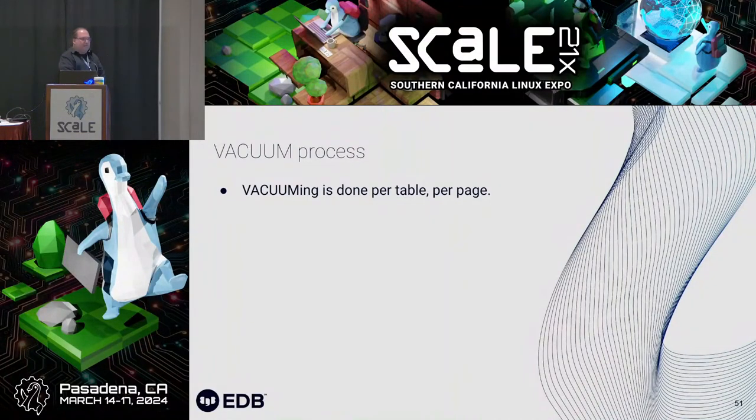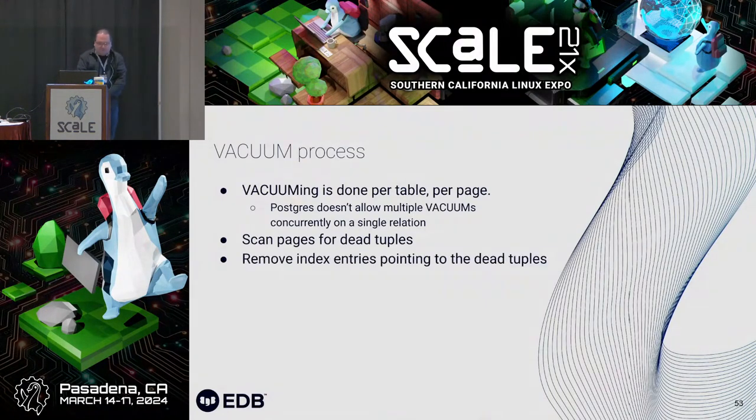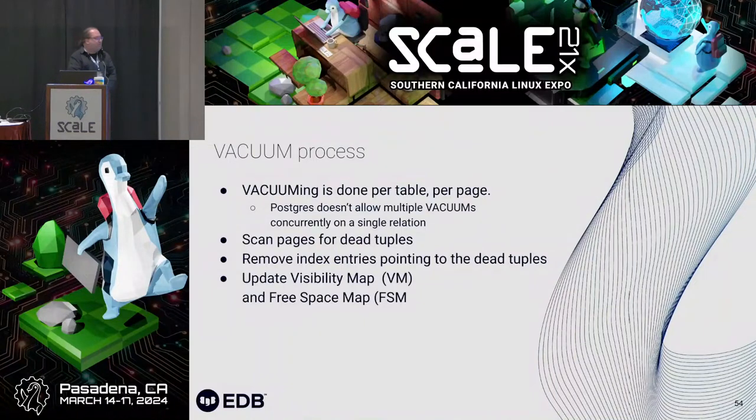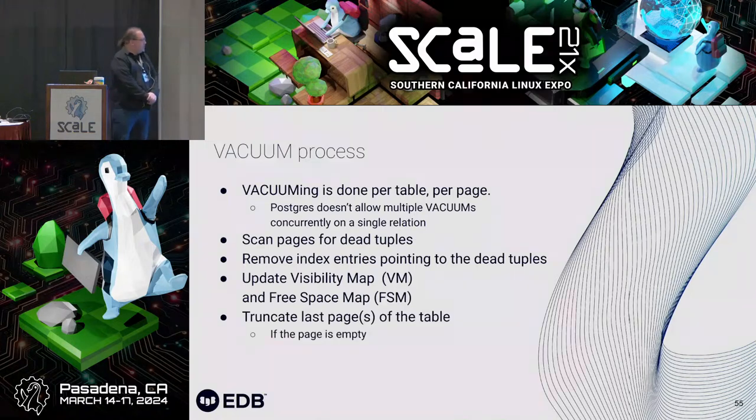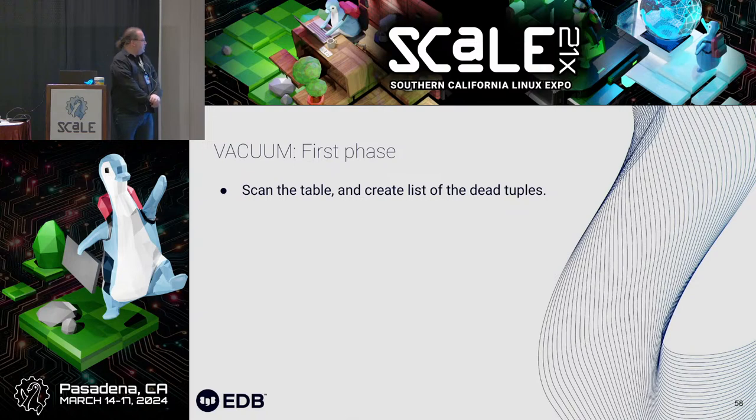So let's start talking about the vacuum process. It's done per table, per page. First of all, it scans pages for dead tuples, removes index entries pointing to the dead tuples, and again updates these two. And finally, it truncates the last pages of the table if the pages are empty. So if the last page or pages are empty after vacuum, Postgres is going to truncate those pages to save disk space, okay? And there's an extra parameter about that one, which I'm going to talk about later on. It's going to update statistics. Again, we will get there. It's going to update catalog tables about the last update of the relation, the database, whatever.